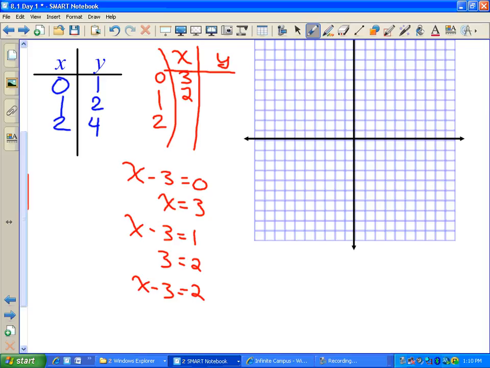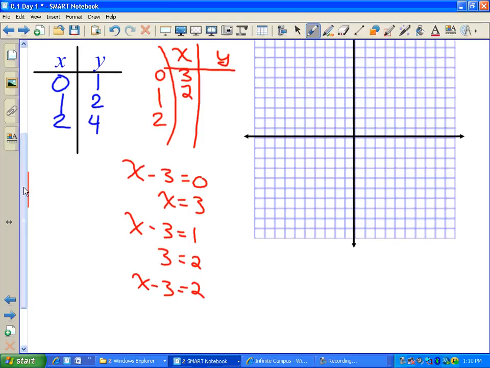What did I mess up? Add 3 to both sides. That should be 4. Thank you. I cannot add. So that's a 4. Add 3 to both sides. X is equal to 5.